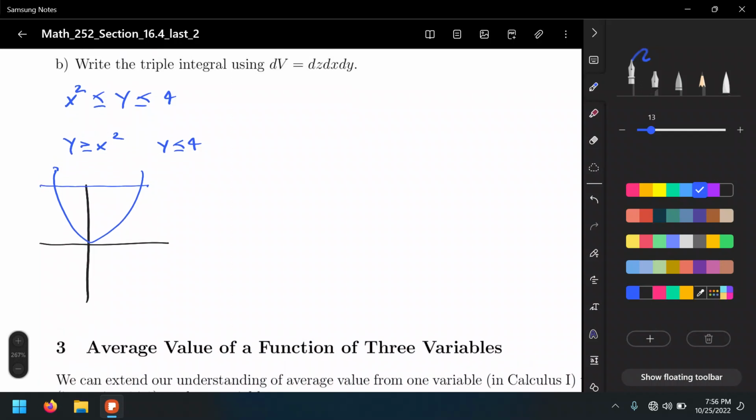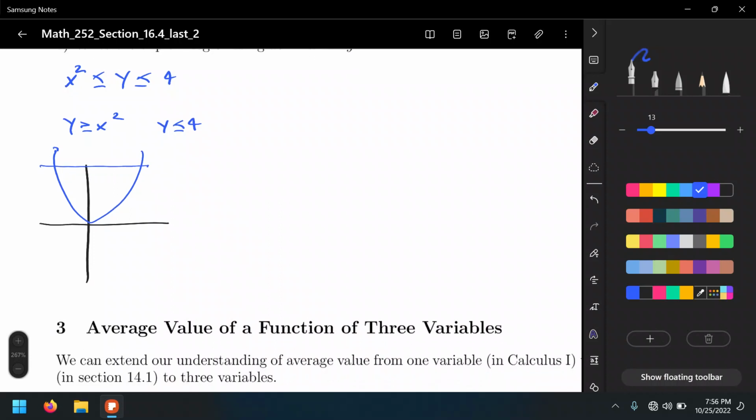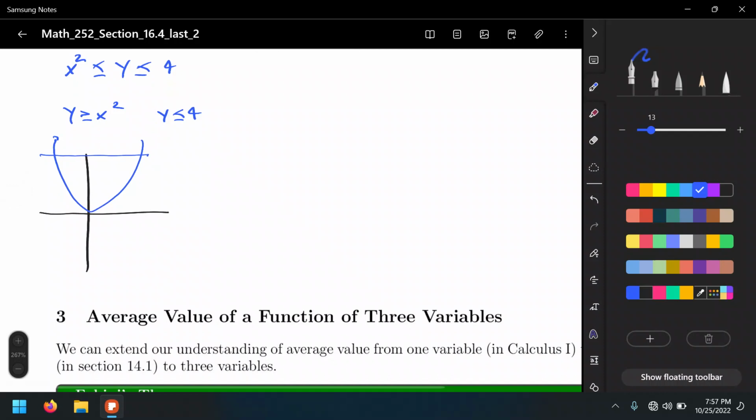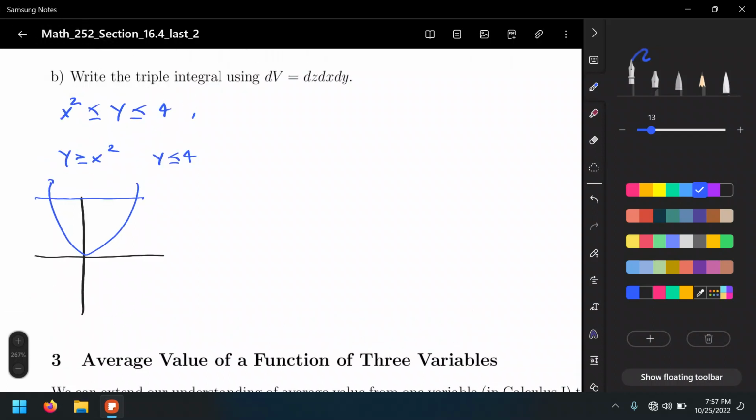So in this case we need to reverse the order of integration. Notice also x is varying between 0 and 2. That is, we're going to go only with the right side of the parabola, not both sides of the parabola. Only that side.